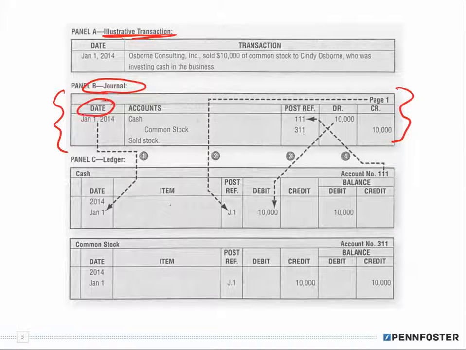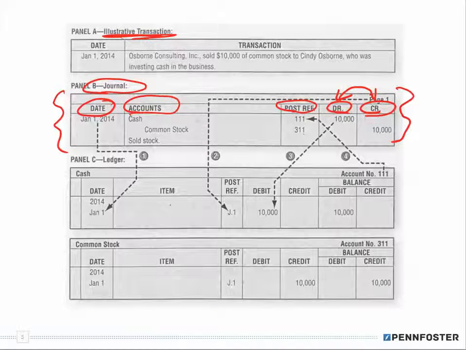It should have a date. Then the accounts, a description and/or the general ledger accounts themselves. You have a posting reference column, and then you have a debit and a credit column. And remember, debits must equal your credits.